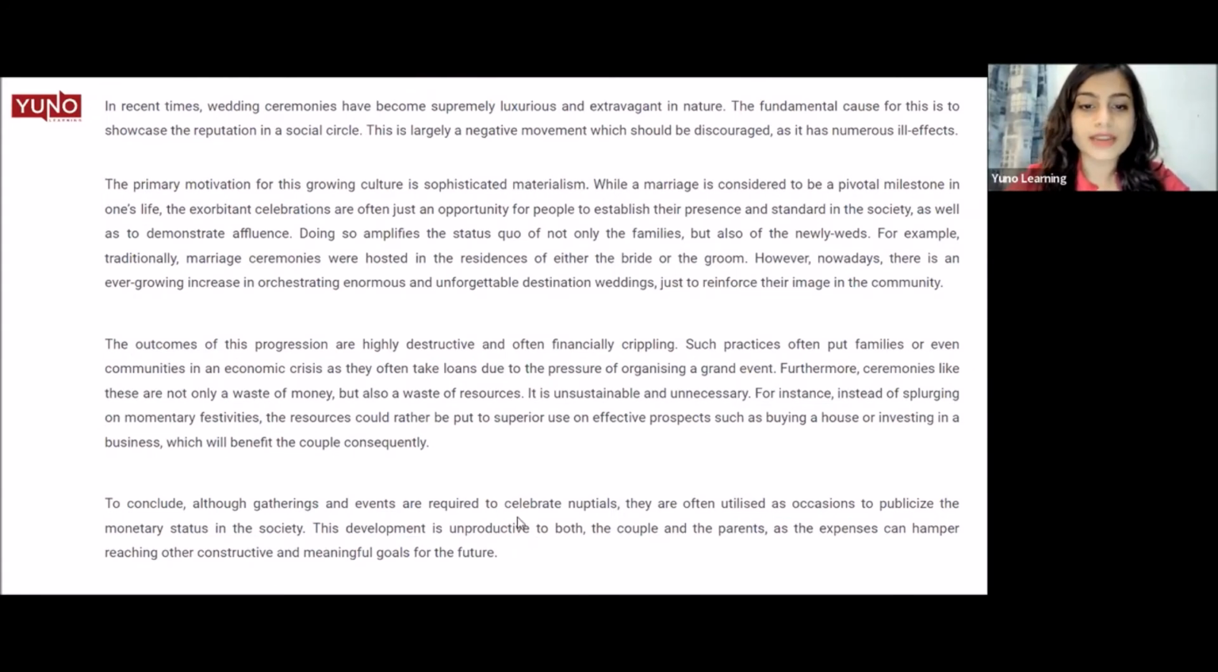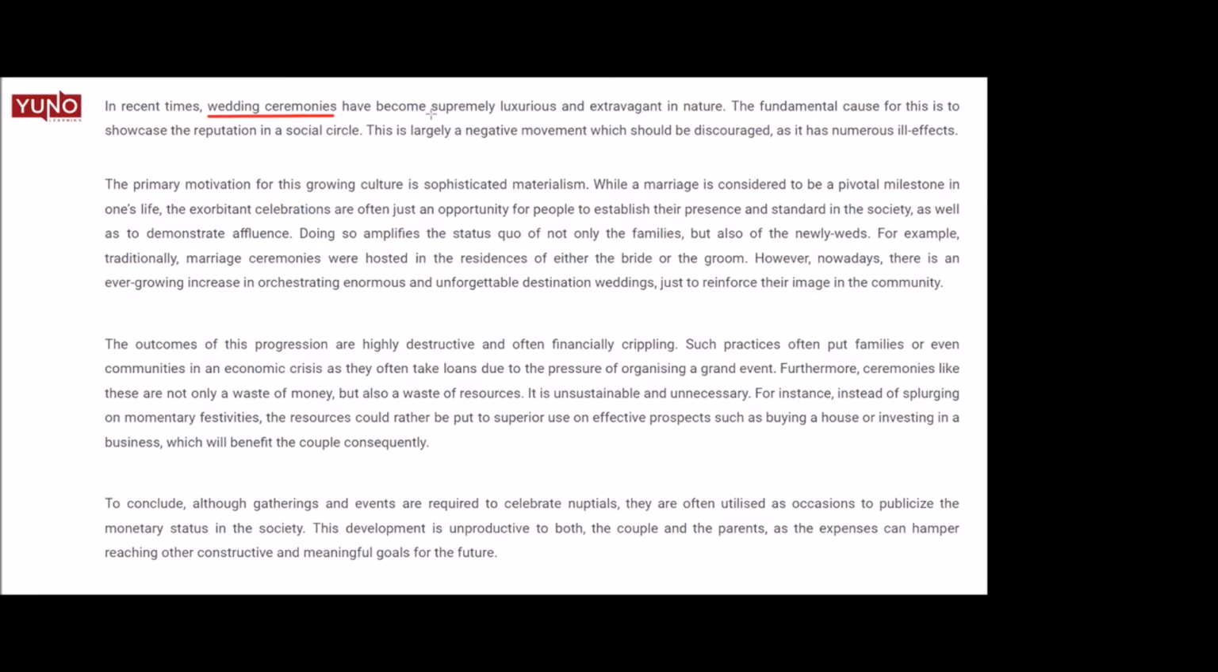So let me start highlighting some of the words. Everybody can help me to find related words to the particular question prompt, which is wedding ceremonies are large and expensive. Okay, so try to find words step by step, sentence by sentence, and we will start underlining and highlighting them. So I will show you the vocabulary which we have used. So let me begin with wedding ceremonies. Okay. Anything else? Marriage. Luxurious and extravagant.